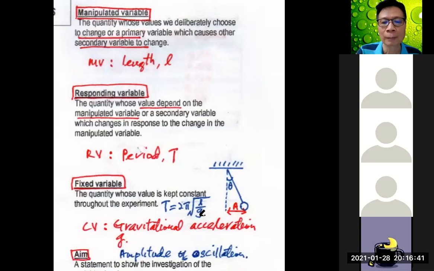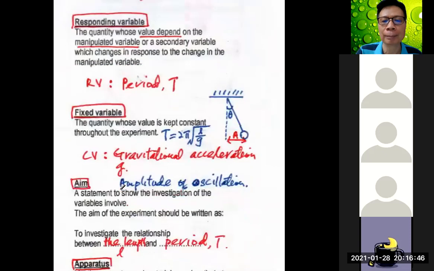No mess, okay? All right, so finish, whatever finish. Now, next one is aim. Of course, when you do anything, you do an experiment, you must have the aim, right? So the aim, okay, how to write?